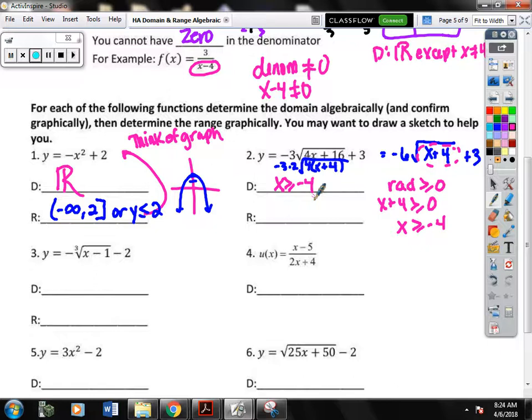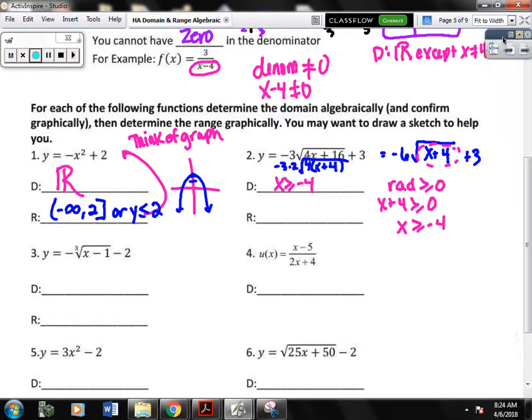Now for our range, again, you could picture the graph for this one using your transformations if you like. This would be left 4, right? This would be up 3. The negative would be flipped downward. And then it would be a stretch of 6, meaning it's steeper. If you want to graph it, or you can do your table of values, whatever you want. So for a table of values, we want to pick negative 4 as our starting number because that's the equal to. And then anything bigger than that, just pick a couple of them.